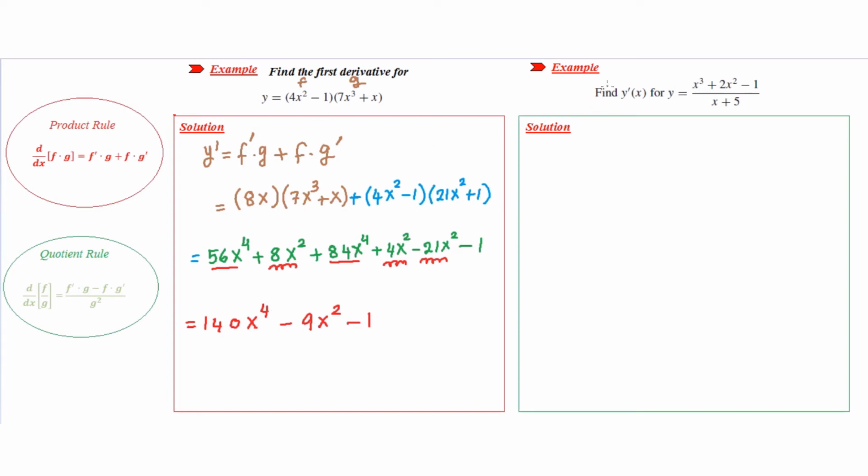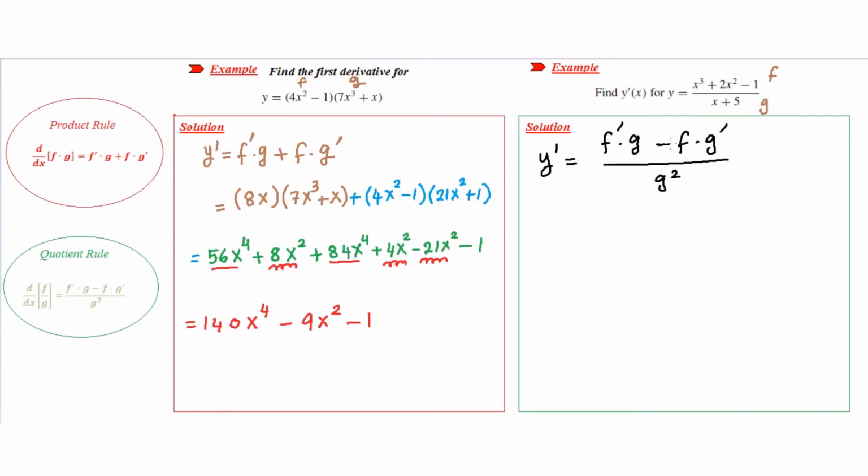Now we'll turn to the second example, and here we have division, so you have to use the quotient rule because we have f over g. So you have to name firstly the function in the numerator f, and name the function in the denominator g. Then you have to write the quotient rule firstly. So y prime equals f prime times g minus f times g prime, divided by g squared. Then you have to put prime here and here.